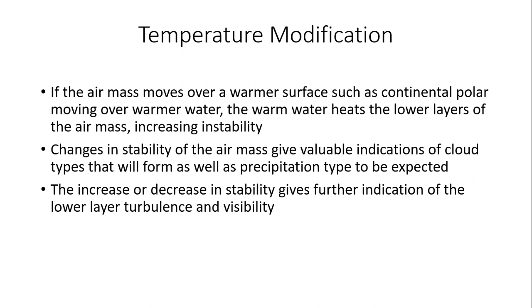Now, changes in stability of the air mass are going to give valuable indications again of those cloud types that will form, as well as the precipitation type to be expected. The increase or decrease in atmospheric stability will give further indication of the lower layer turbulence and visibility.